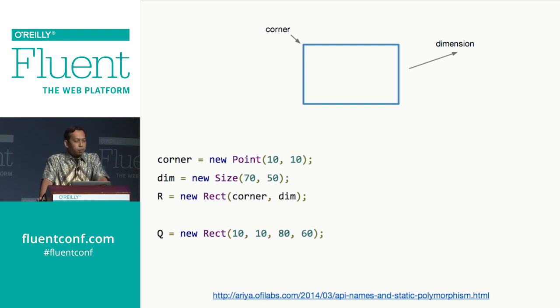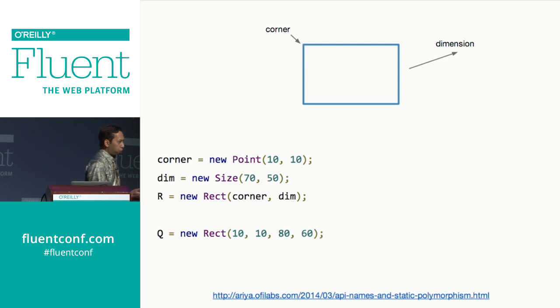We can define a rectangle by its corner, the top left position, and its dimensions, width and height. One way to do this is to create a point object that resembles the corner, and another size object that defines the width and height. Then we can create the rectangle using a constructor that accepts those objects. However, it's tedious to constantly create a point and a size every time you want to create a rectangle.